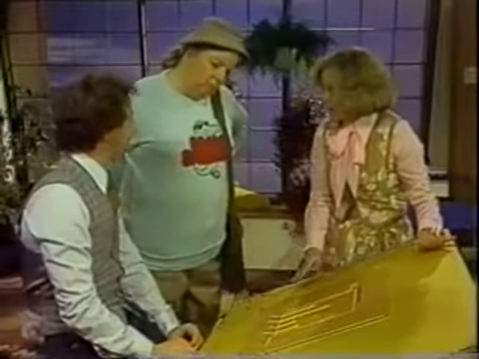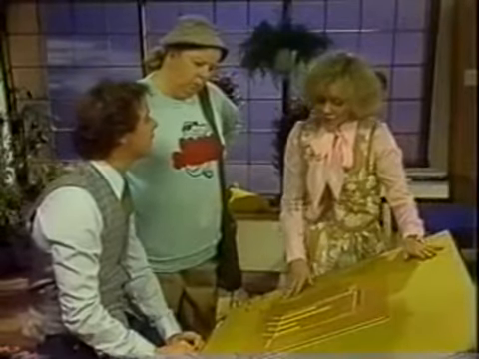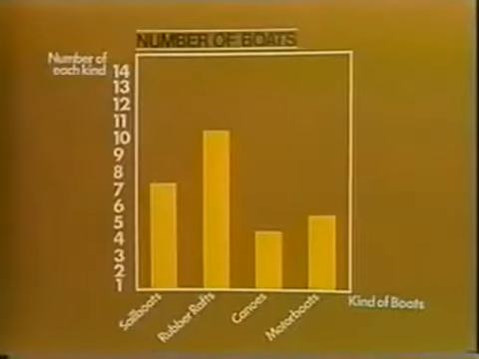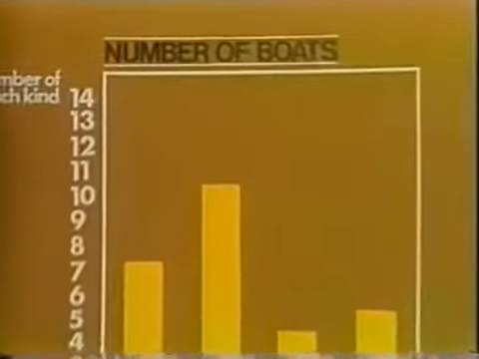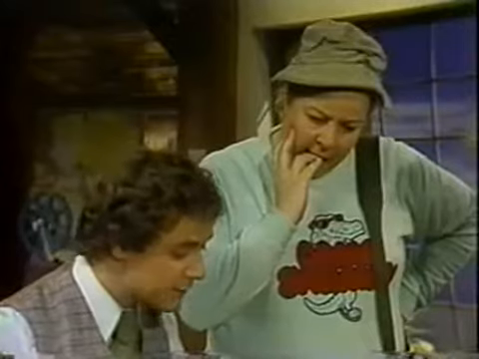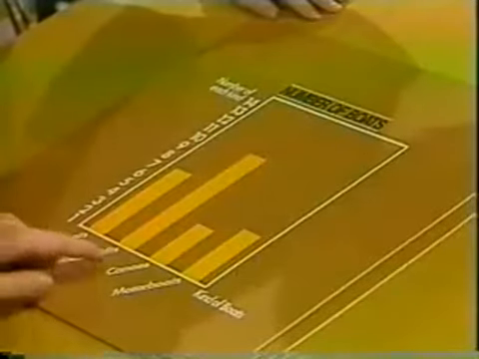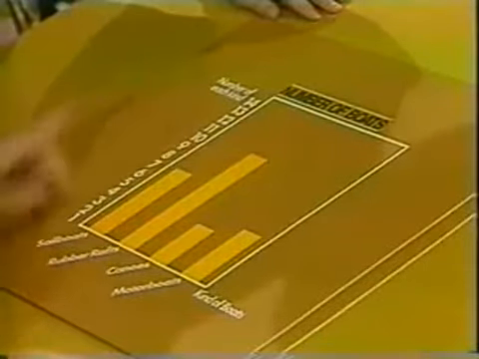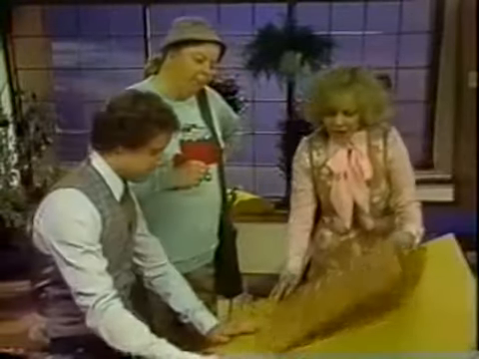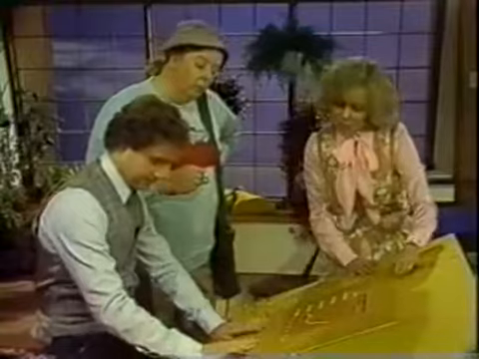Now, when we get this back from the printer, it's important to double check to make sure that each graph has 3 labels. First, the title of the graph, in this case, number of boats. And 2 more labels to show what we're comparing, as in this graph, the kinds of boats and the numbers of each kind.